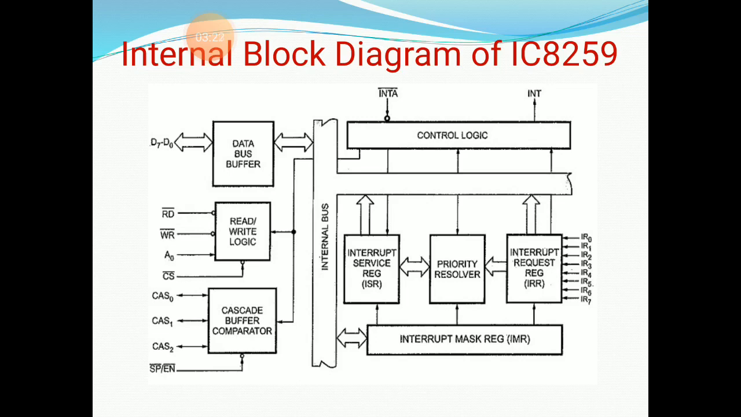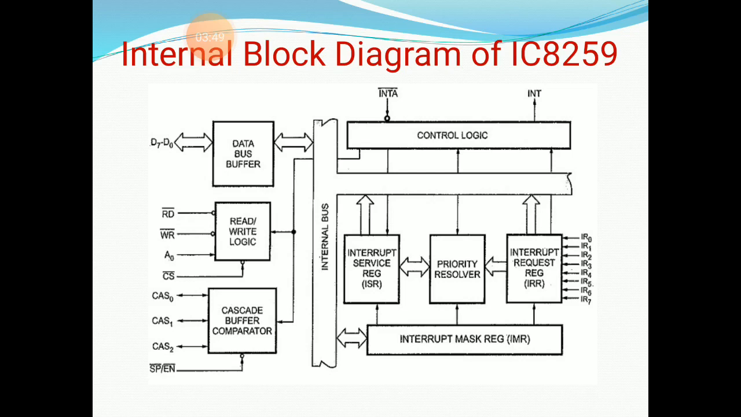The IRR is an 8-bit register which can store the interrupt request information. If any peripheral requests service through any one of the lines, the corresponding information is stored in the IRR register. If a bit in the IRR register is set to 1, that indicates that a device is requesting service through that IR line.